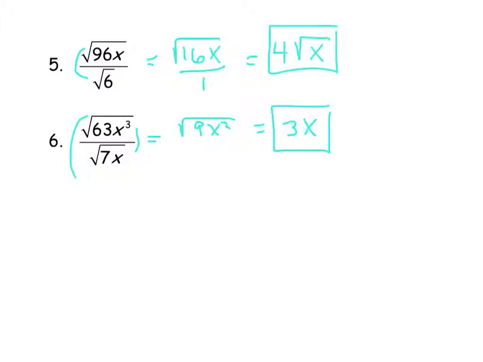Now there are some times when you cannot divide like this, and you're just left with a radical in the denominator. You're not allowed to leave a radical in the denominator, so you have to do what we call rationalizing the denominator. The next section is on that.